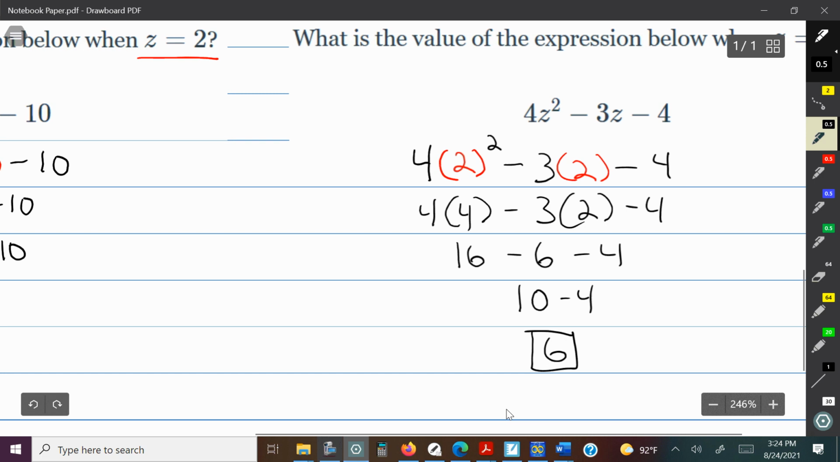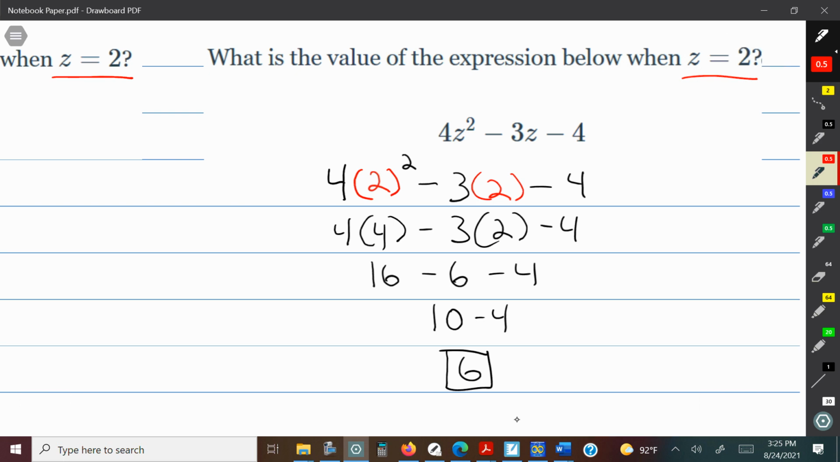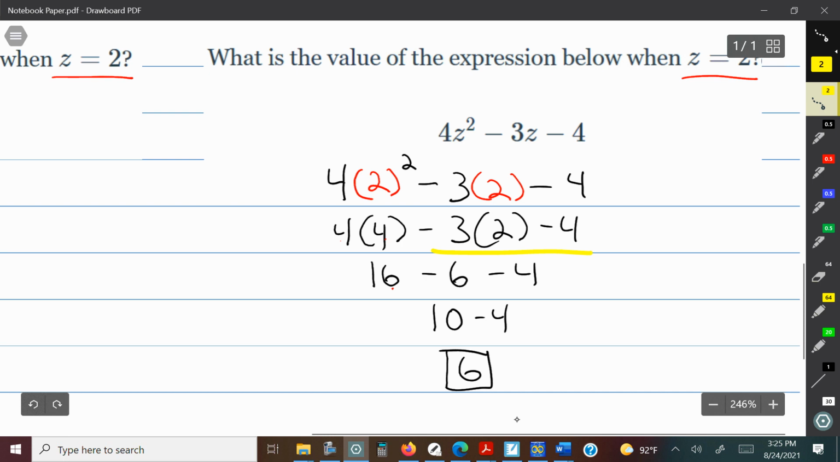Okay, so the answer should be 6. We're going to plug in our 2 here for z, and right there where the z is, we did the exponents first. Okay, brought down the 4. 4 times 4 is 16. Everything else I brought down. Then did 4 times 4, which is 16.